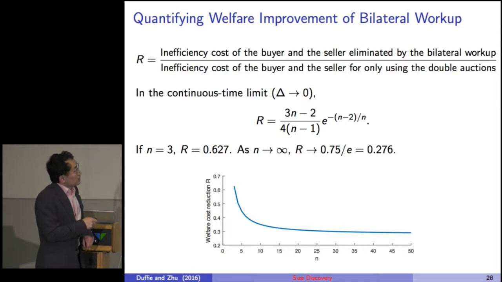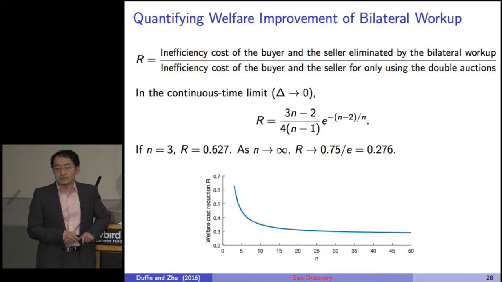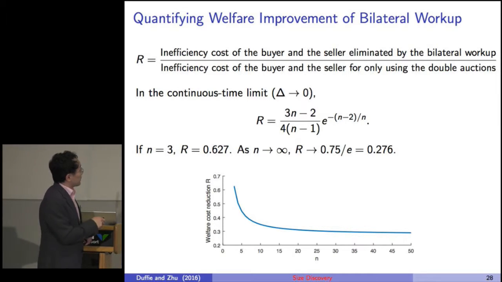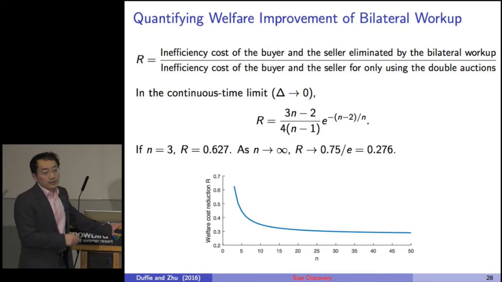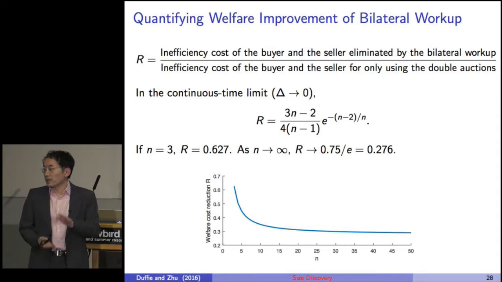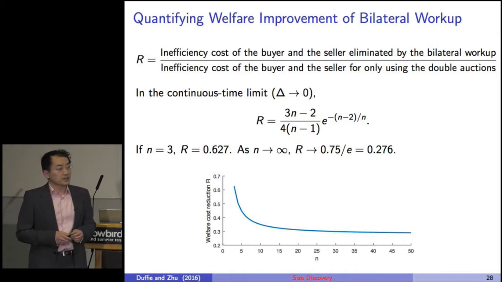In the continuous time limit, as delta goes to 0, this R has a very simple closed form solution. For example, if you only have 3 traders in the market, which is not too unrealistic if you think about, say, very illiquid corporate bonds or muni bonds, about 63% of inefficiency could be eliminated by just adding one round of size discovery.